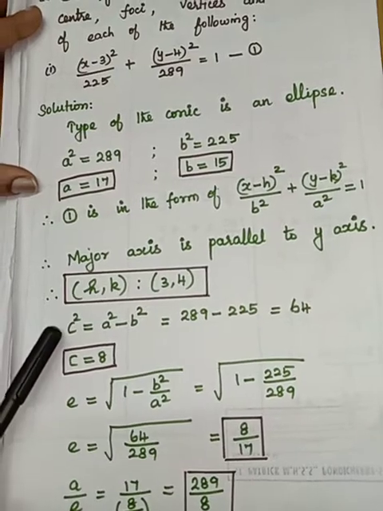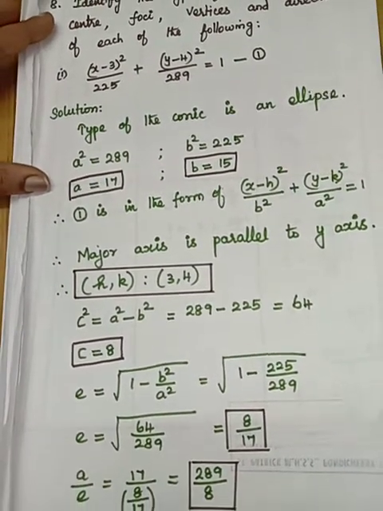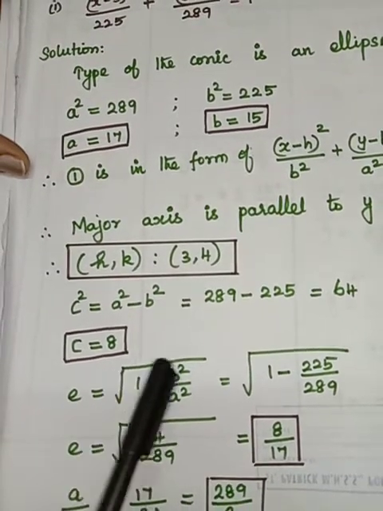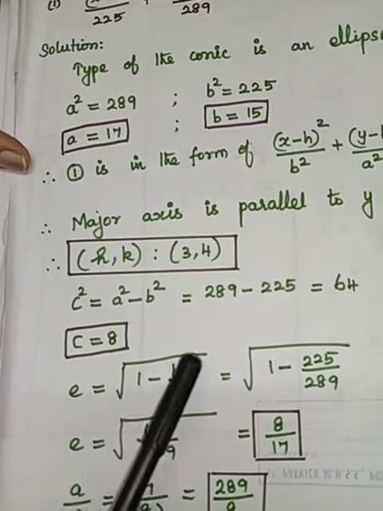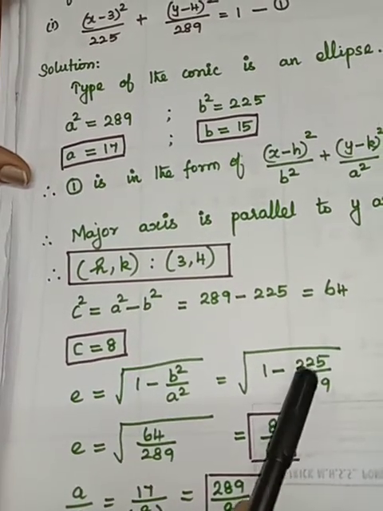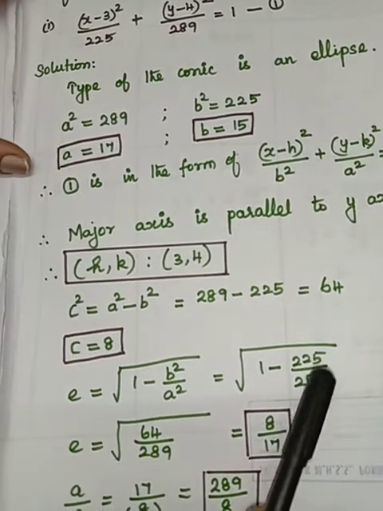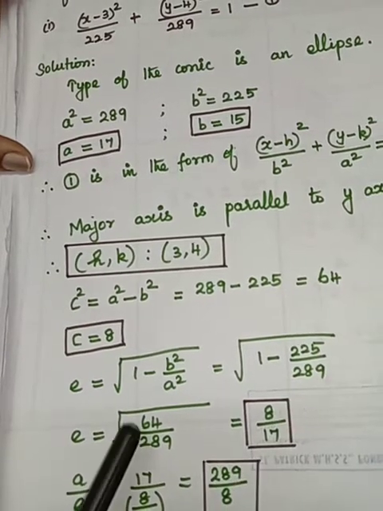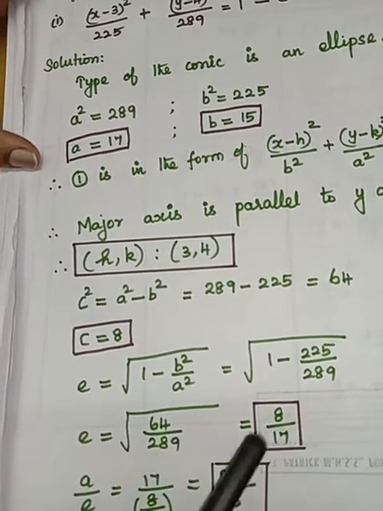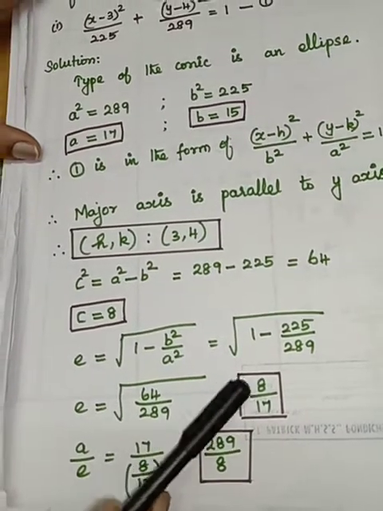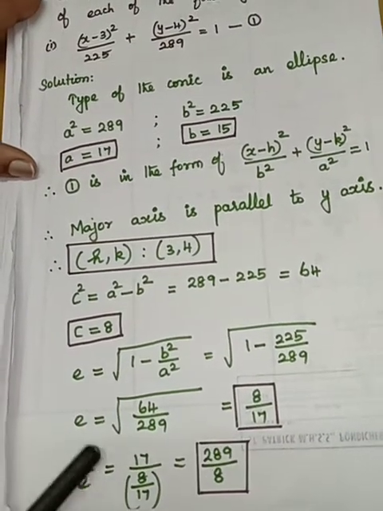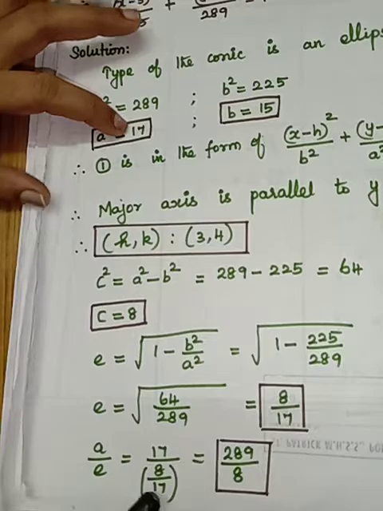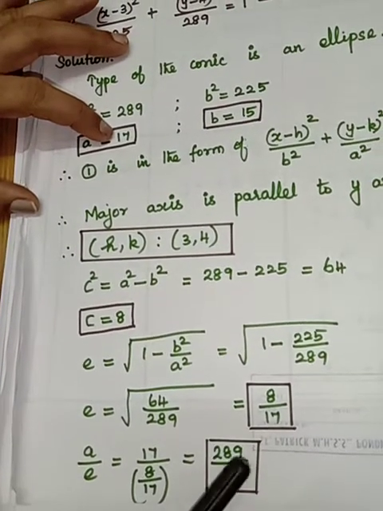So this is the formula you should know. Next you need the term a by e for the directrix. So I am going to find e. The formula for the ellipse eccentricity is e equal to square root of 1 minus b squared by a squared. While you are substituting b squared as 225 and a squared as 289, when you take LCM, 289 minus 225 is 64 by 289. When you take the square root, the square root of 64 is 8 and the square root of 289 is 17. Then next you have to find a by e. What is a? a is 17. What is e? 8 by 17. The 17 will go to the numerator, so it is 289 by 8.